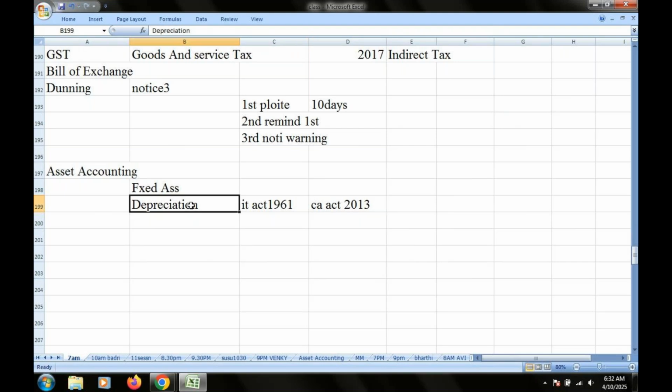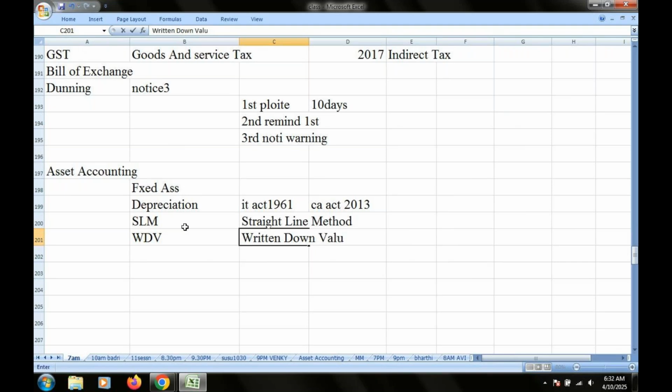Based on these rules, we apply two depreciation methods basically. One is the SLM method and the other is the WDV method. SLM stands for straight line method. WDV stands for written down value method. For WDV we have another name, the DBM method, the diminishing balance method.